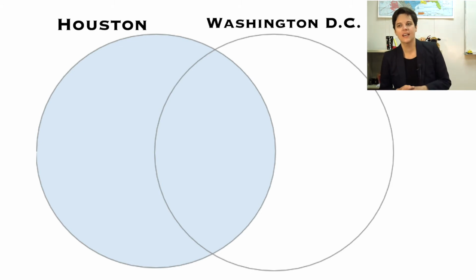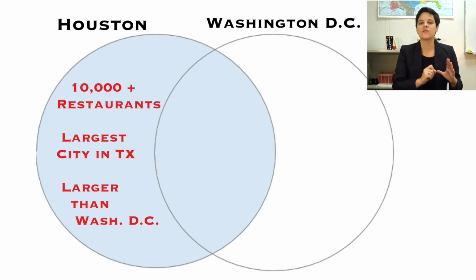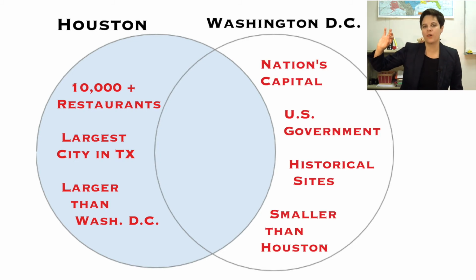On the left-hand side, in the part of the circle that is not overlapping with Washington, D.C., we will put all of the things that are unique to Houston. 10,000 restaurants. Largest city in Texas. Larger than Washington, D.C. Okay. On the right-hand side, where it does not overlap, we will put all of the things that are unique or distinct about Washington, D.C. It has the nation's government. It's smaller than Houston. Lots of historical monuments are located here.